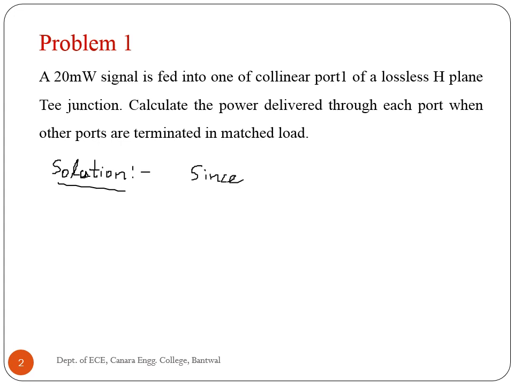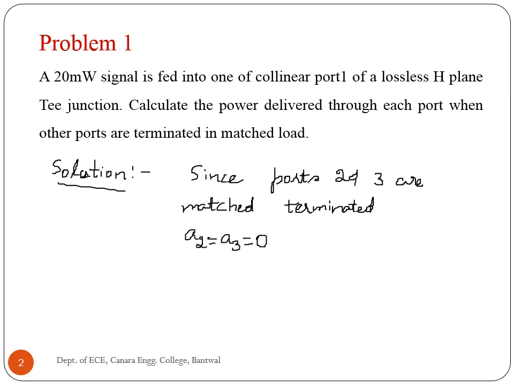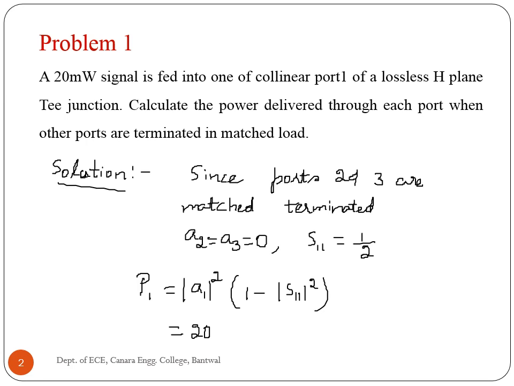Since ports 2 and 3 are match terminated, A2 equal to A3 equal to 0. S11 is equal to half. The effective power input to port 1 is A1 square times 1 minus S11 square, which is equal to, A1 is 20 milliwatt, times 1 minus 0.5 square, which is equal to 15 milliwatt.